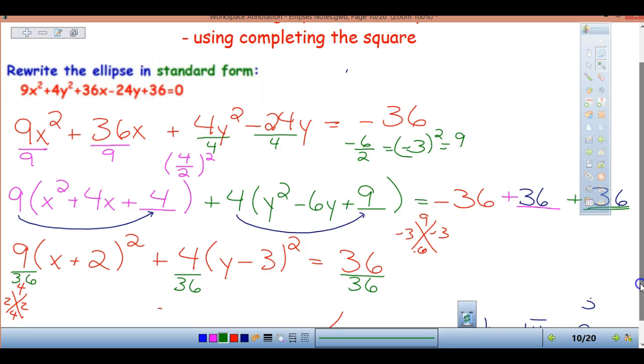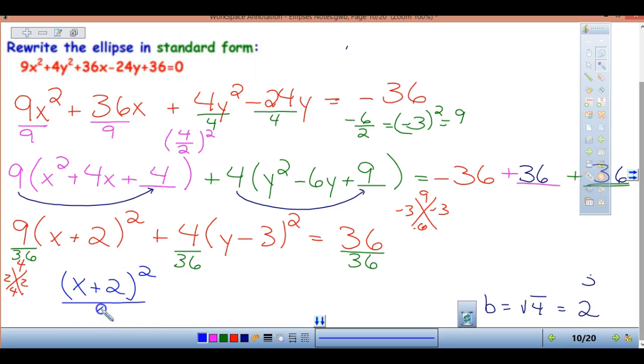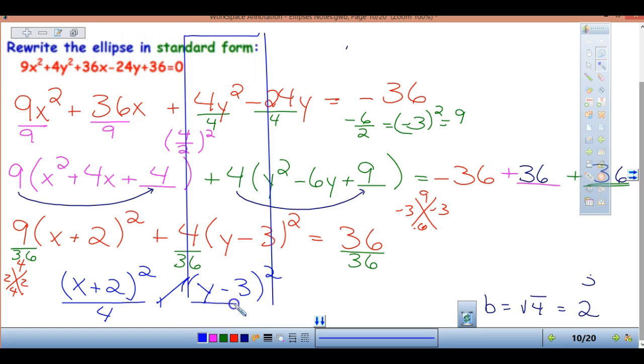Well, now I'm going to rewrite it and give it simplified. Okay, so 9 goes into 36 4 times. So this is going to be x plus 2, all of that squared divided by 4, because the 36 is bigger, so that is going to be my fraction. Well, 4 goes into 36 9 times. So my next one is y minus 3 squared, all of that, sorry, this pen is acting up again, divided by 9. All of that then will equal 1. So then there is my equation.